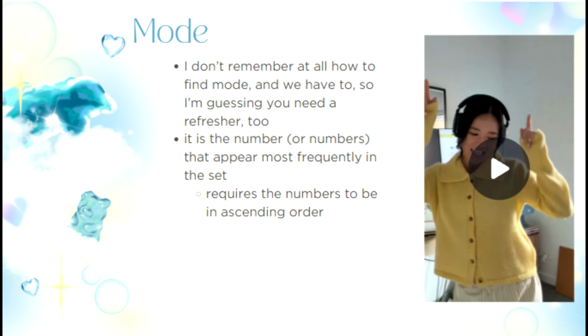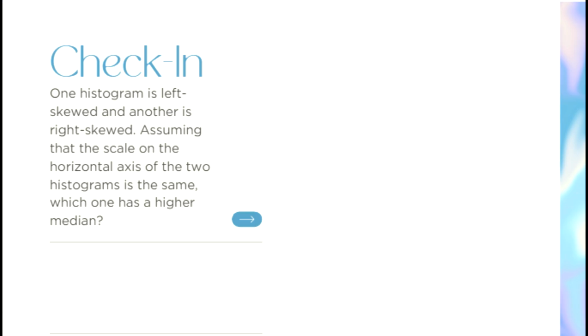Now, I didn't remember at all how to find mode, and we have to, so I'm guessing you needed a refresher too. It's the number or numbers that appear most frequently in the set, and it requires the numbers to be in ascending order so you can see, oh, there's 3 7s or there's 2 19s. That's the mode, okay? Here's a check-in. One histogram is left skewed and another is right skewed. Assuming that the scale on the horizontal axis of the 2 histograms is the same, which has a higher median? So stop and think about it. Left skewed means the tail's on the left, and right skewed means the tail's on the right. Which one has a higher median?